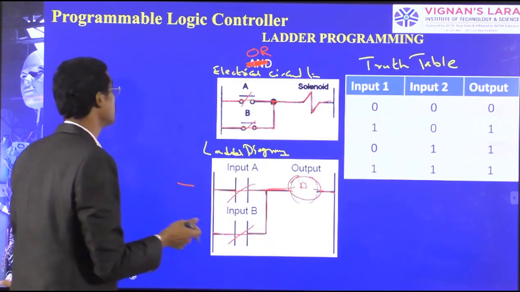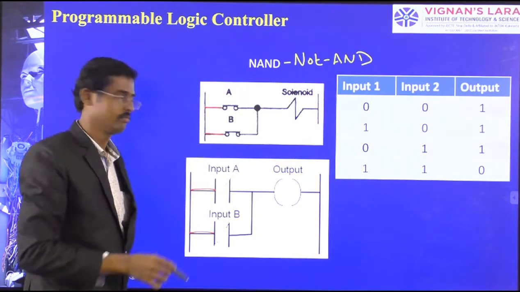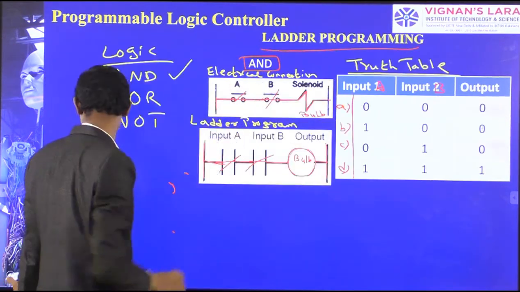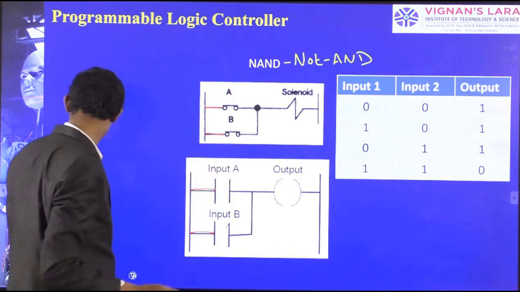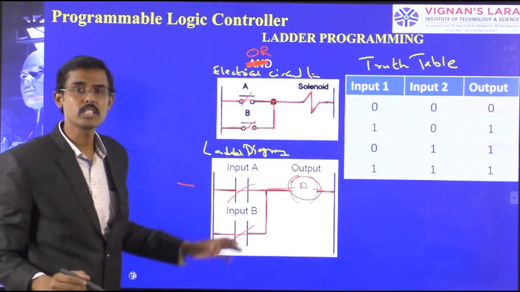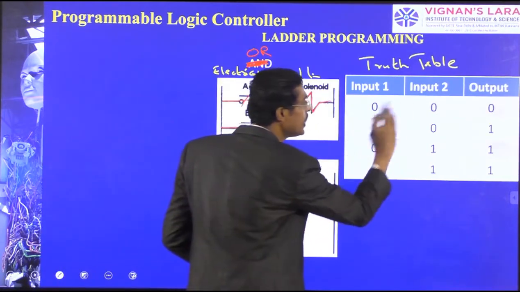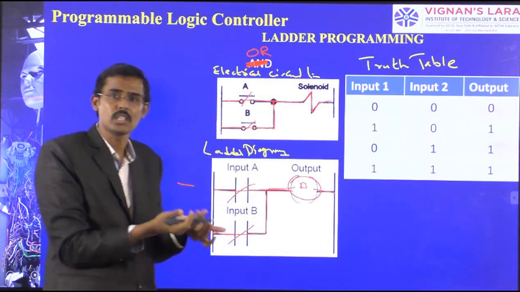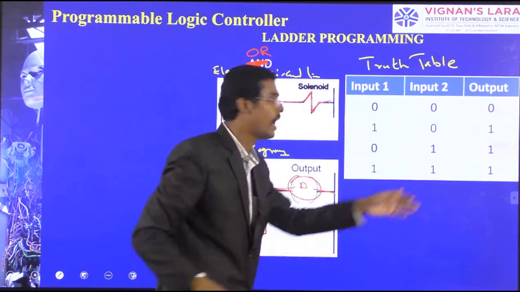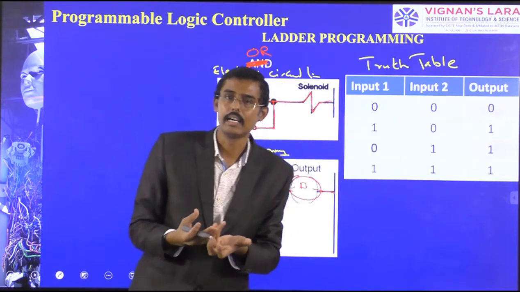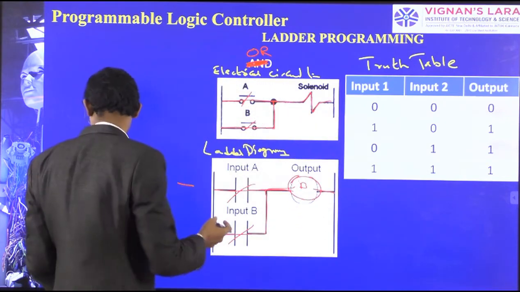What we have seen: first AND, NOT AND, and OR. OR means either one is operated, either one is touched, and the output will occur. That is what the OR function is.